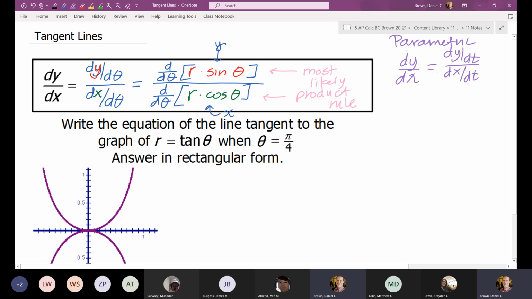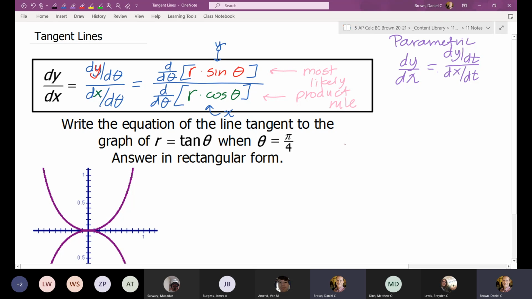So when was the first time we would find a derivative? The first application we did was finding a tangent line. So let's do this problem. This is where I'm going to kind of end at today. I want to be able to write the equation of the line tangent to the graph of r is equal to tangent of theta when theta is equal to pi over 4.